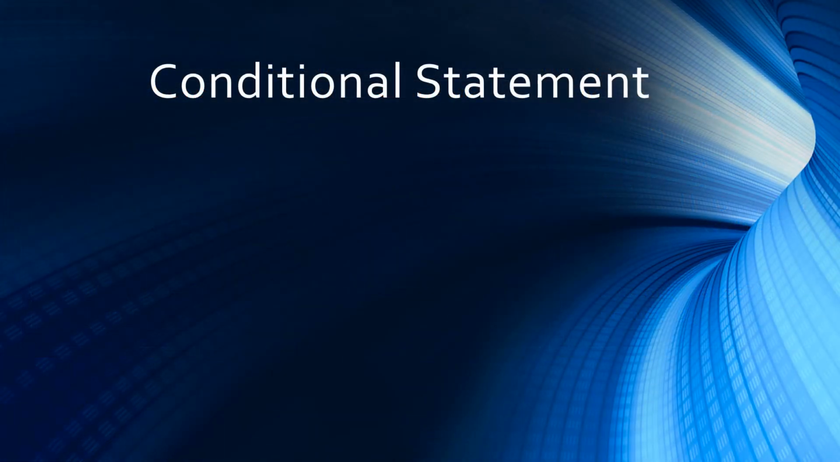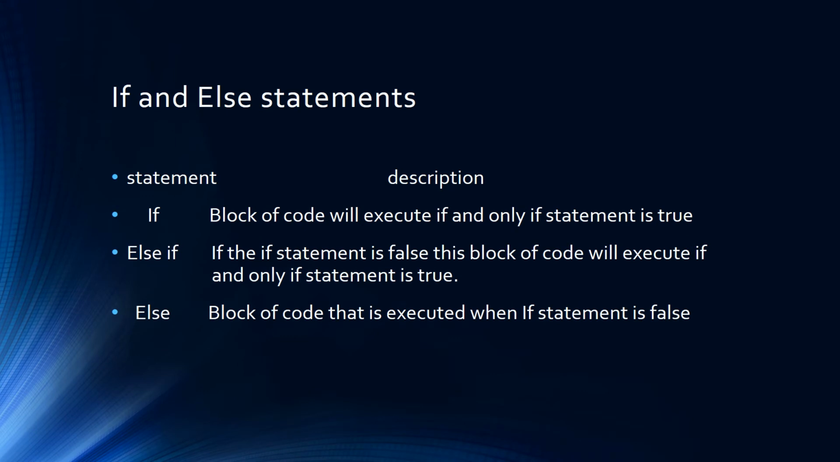Conditional statements. If and else statements. The if statement is a block of code that will execute if and only if the statement is true. The else if is used if the if statement is false; this block of code will execute if and only if its statement is true. And then there's the else, which is a block of code that's executed when the if statement is false.